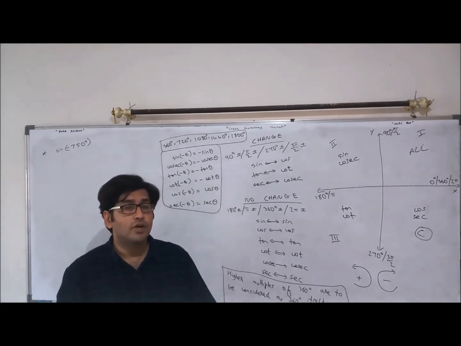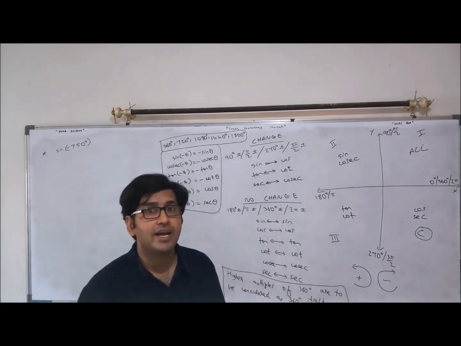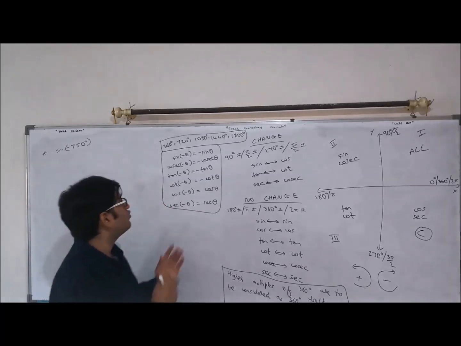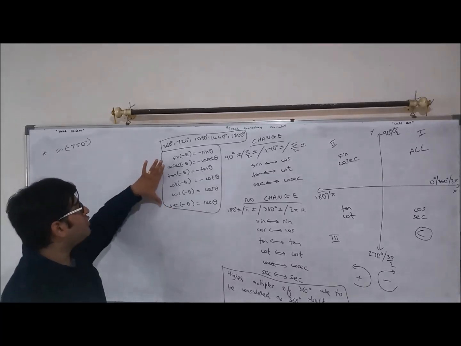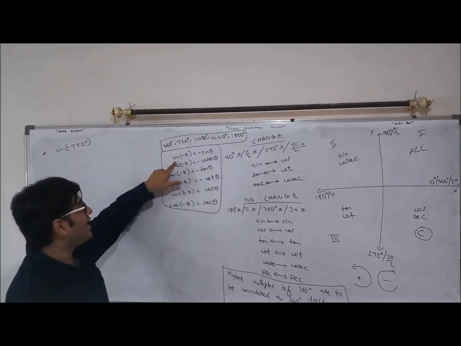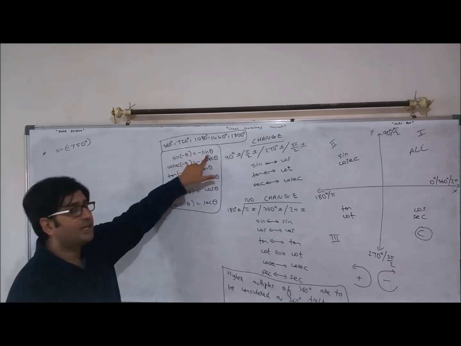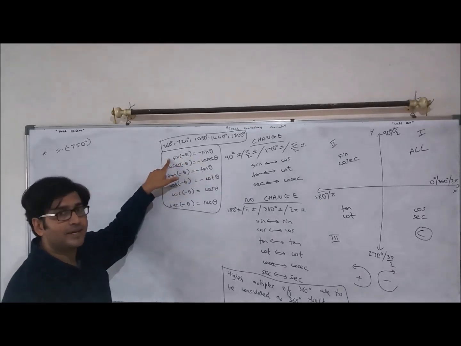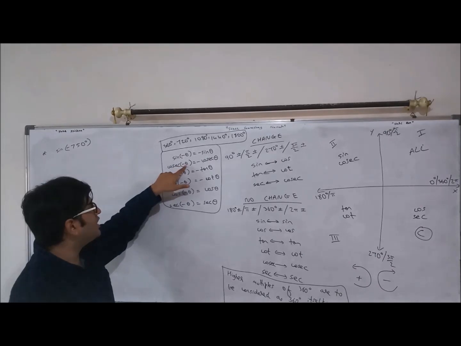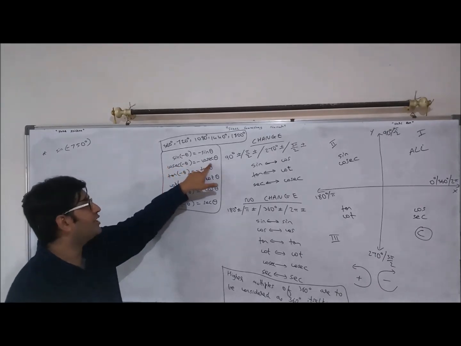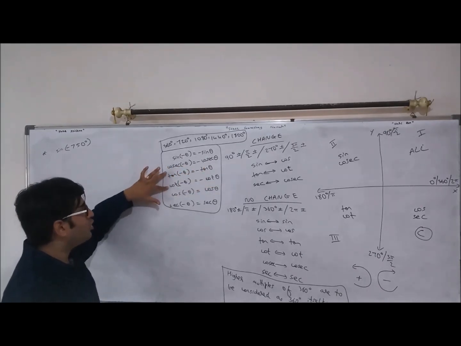Okay students, now what if you want to calculate negative higher angles? So here comes another concept. Now students, you have to remember the 6 formulas. Sin of minus theta is minus sin theta, the minus sign comes outside the bracket. Cosec of minus theta, again the minus sign comes outside, you get minus cosec theta. Likewise for tan and for cot.